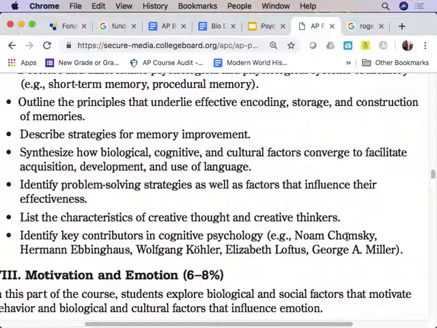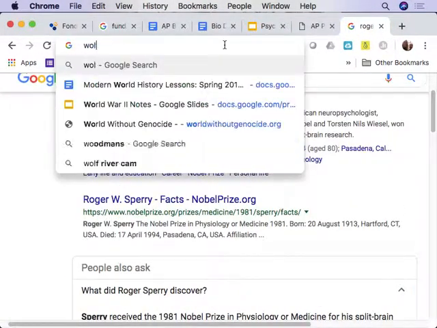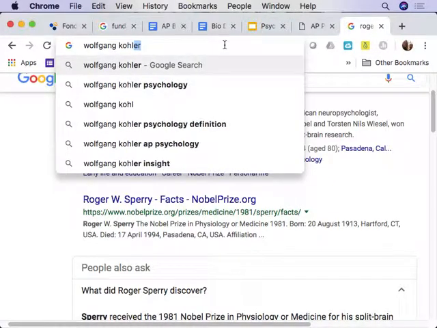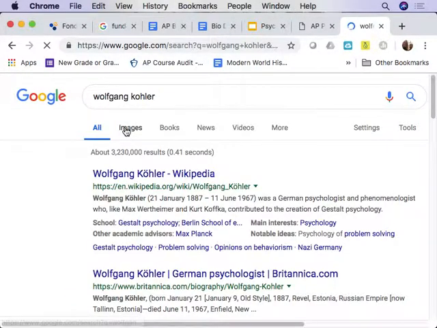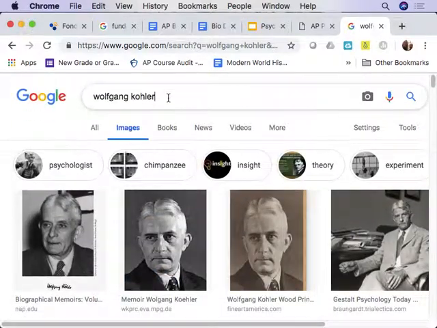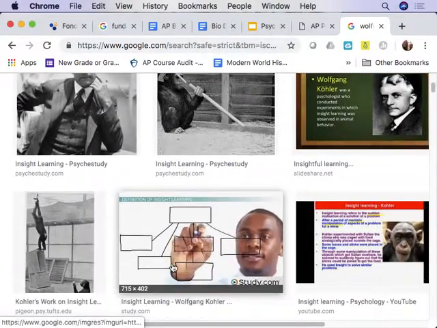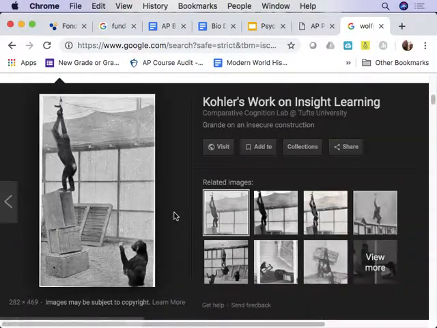And I think Wolfgang Kohler is who did insight, and if not, I'm obviously hung up on this. Yes, Wolfgang Kohler did insight learning, and I've got to show you the picture. It's too cute. He did work with monkeys or chimpanzees. I can't tell my primates apart. And he basically put the monkeys in a room. Look at that. Aw.